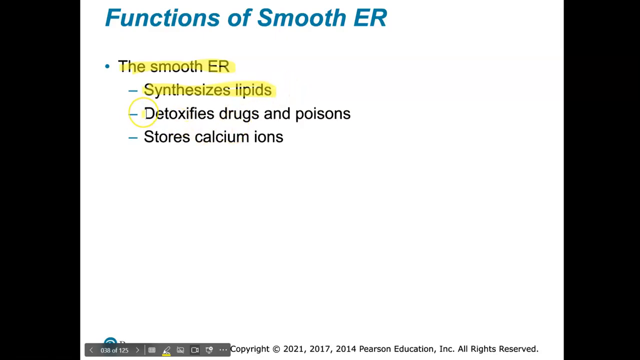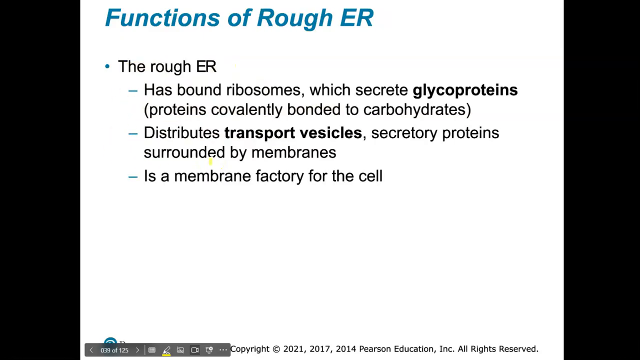But another thing the smooth ER does is it plays a role in detoxification. So you find a lot of smooth ER in liver cells because that's one of the roles of the liver. And there's a special type of smooth ER in muscle cells that stores calcium ions. It's called the sarcoplasmic reticulum. So sometimes you find that the smooth ER will store calcium ions.